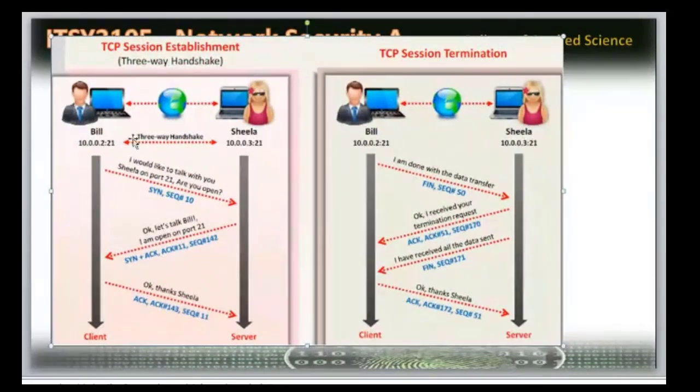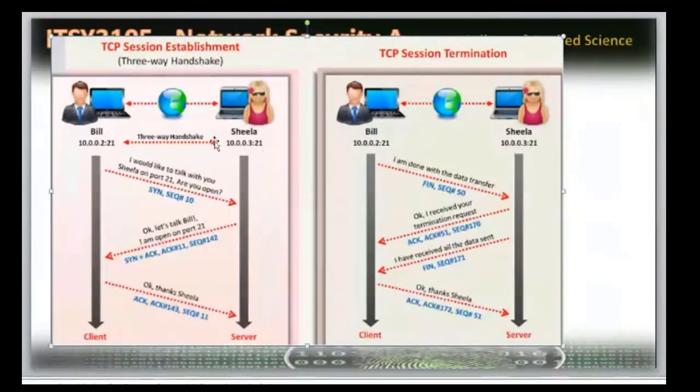Okay, from the first machine, what is the IP address? The IP address is 10.0.0.2. So what is my port number? My port number is 21. Now, this machine wants to connect with this machine. What is the IP address? 10.0.0.3 is the IP address. What is the port number? 21 is the port number.